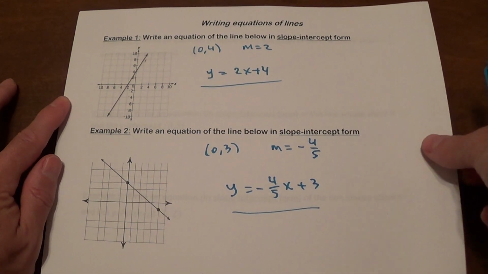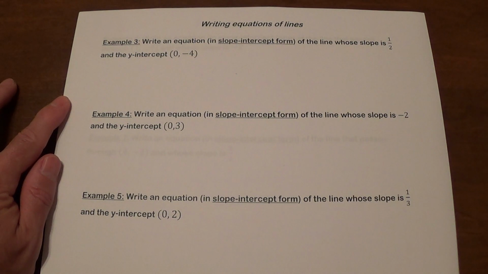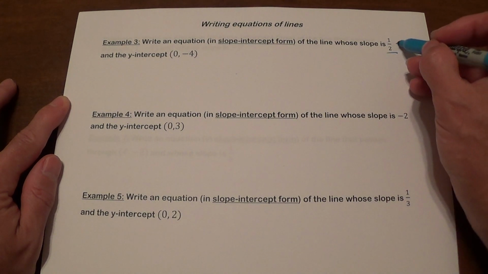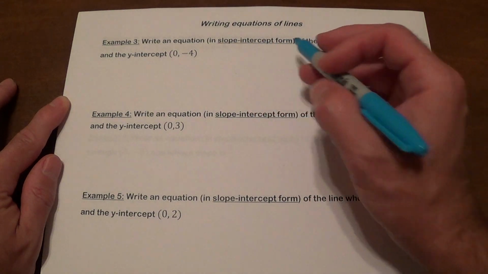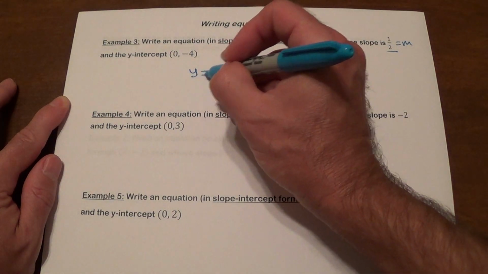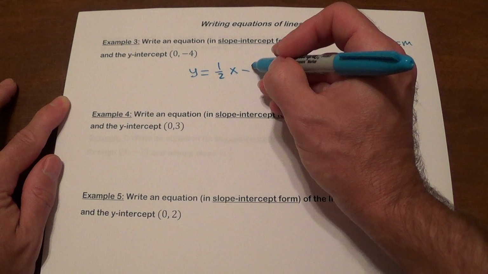So it's pretty simple. I'm going to do a few more where you have the same kind of information but given to you instead of a graph. So we have the slope of 1/2. Have a y-intercept 0, negative 4. We need slope-intercept form. Y equals 1/2 x minus 4.